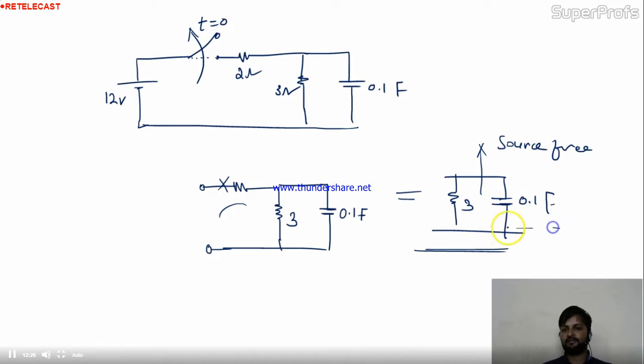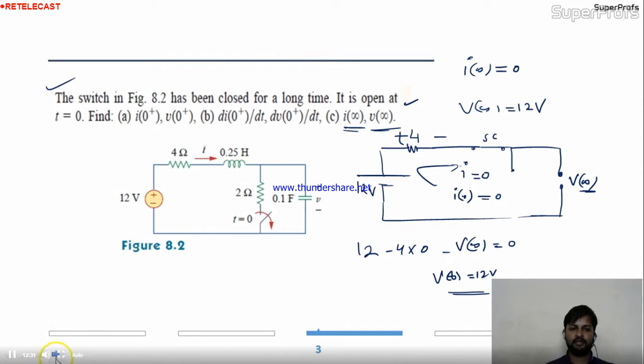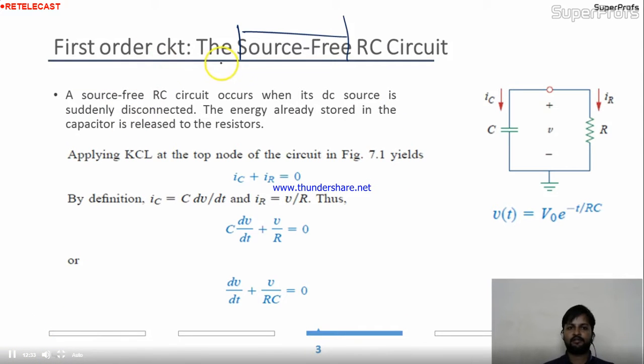Source free circuit. This circuit is source free. There is no source over here. Okay. Now come over here now. First order circuit, the source free RC circuit.